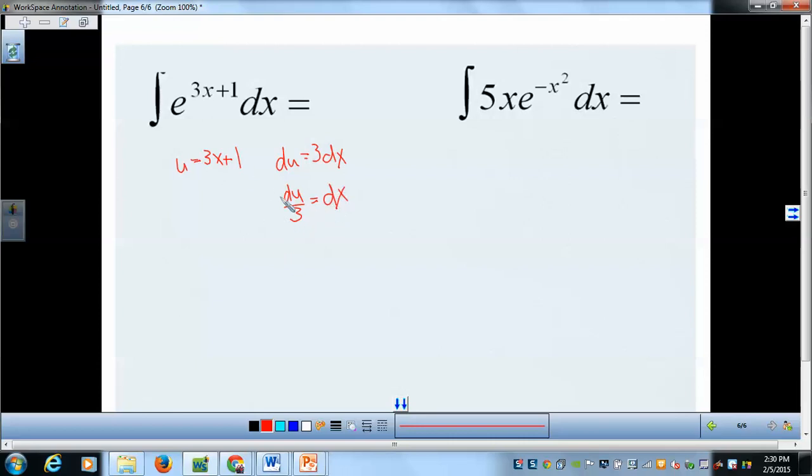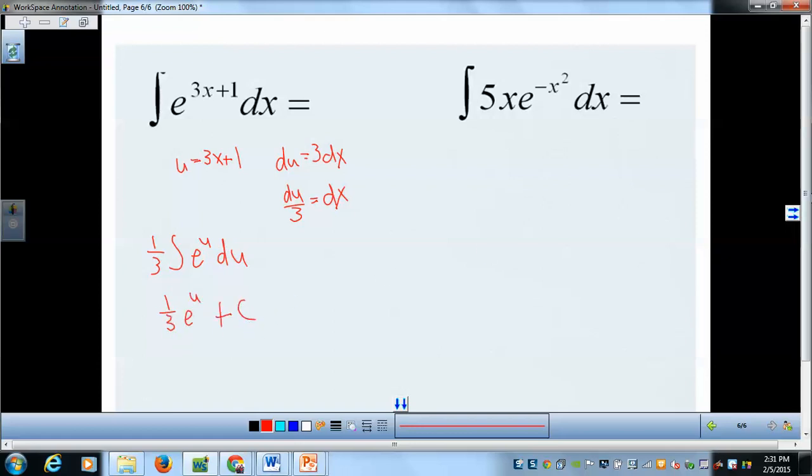So now if I go back and substitute my pieces, I can take the 1/3 out front. I now have e to the u and then du, and then the integral of e to the u is e to the u plus c.